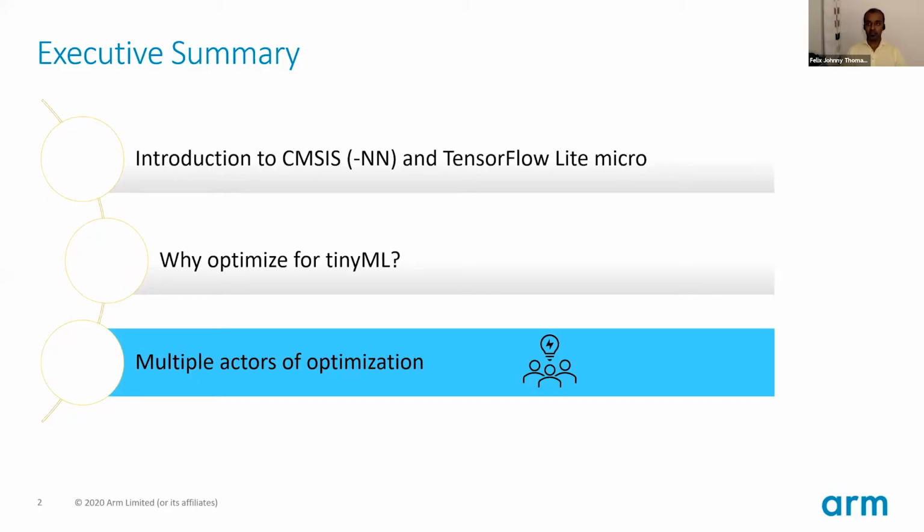So this is a rough itinerary of what we have planned today. The first two bullets are a quick introduction to CMSIS and how it relates to TensorFlow Lite Micro. And then we take the important question of why do we need to optimize for TinyML before settling on the main topic for today, which is optimization. We'll unroll the topic into smaller sections as we progress.